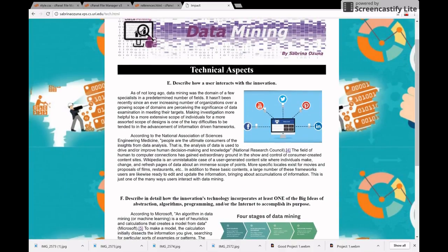The first question asks, describe how a user interacts with the innovation. Users interact with data mining all the time. Searching something on Google is just one prime example of how people use data mining. Data mining uses keywords that you put in to try to simplify and return data that's relevant and significant for the user. This photo is a clear representation of the different types of websites that people use on a daily basis where data mining is important.